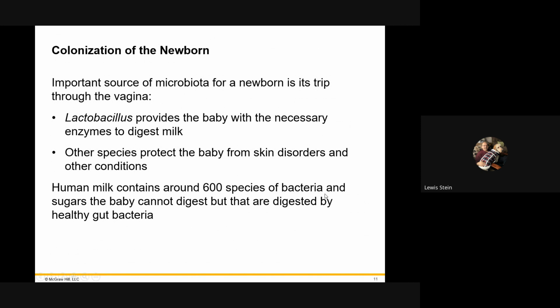So as you can see, 600 species of bacteria and sugars a baby cannot digest but are digested by the bacteria. If you didn't know it, effectively babies are all lactose intolerant. We all start off lactose intolerant. That's the reason why we don't use milk-based formula unless you're putting in additives or something like that. And there's a whole zillion of them. And inevitably, most of us have kids that have to be on some kind of special formula.